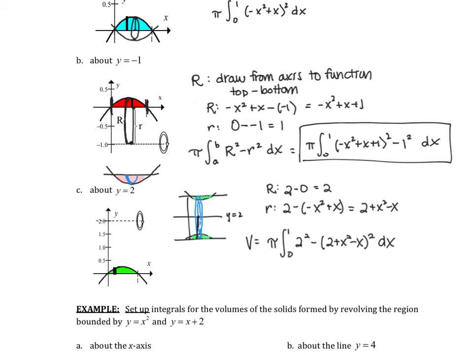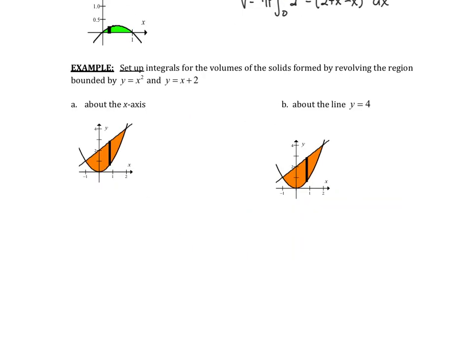Okay, how'd you do? All right, let's try some other ones. Hopefully you had a chance to try your hand at these, and the difference really is that we're revolving a region bound by 2 distinct functions. Okay, 2 distinct functions. So we have y equals x squared and y equals x plus 2, and we're going to rotate that region about whatever line is suggested. So this first one is about the x-axis.